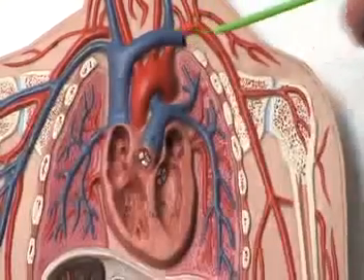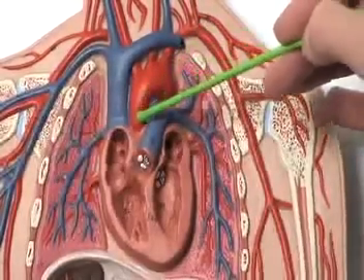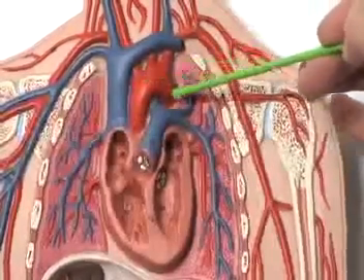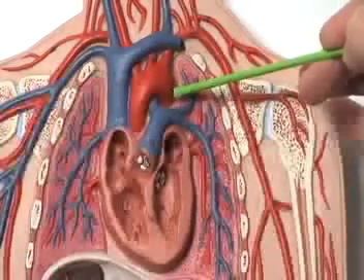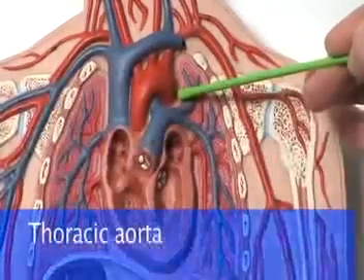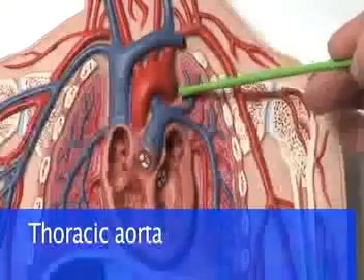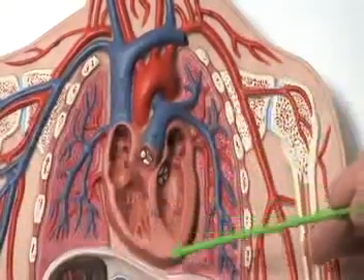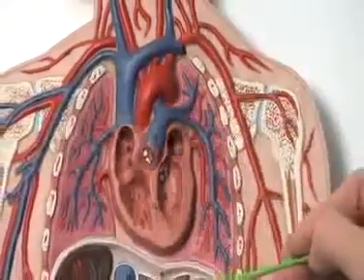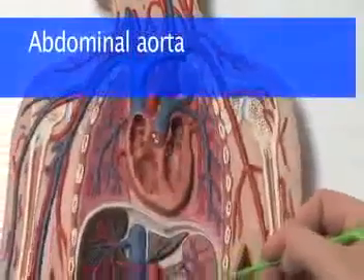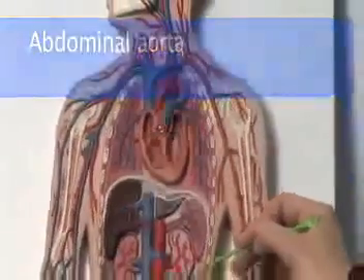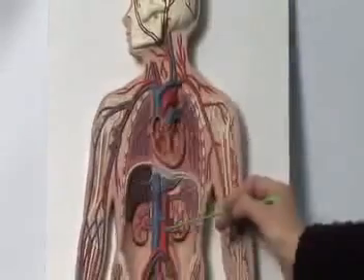Going back to the heart and the aorta, we have the ascending aorta, the arch of the aorta. Then we have the descending aorta, which is also called the thoracic aorta, as it descends through the thoracic cavity. It pierces through the diaphragm, and once it does so, it becomes the abdominal aorta. So we see this large red structure here called the abdominal aorta.